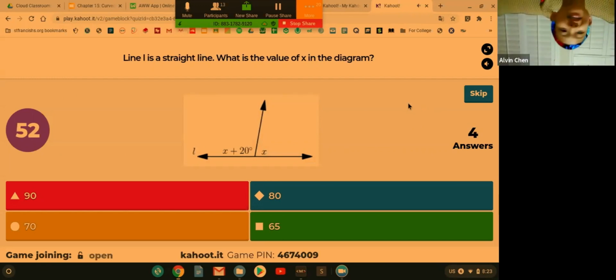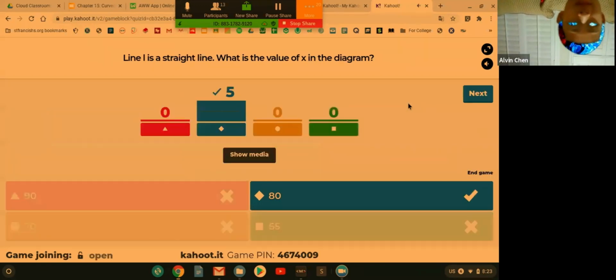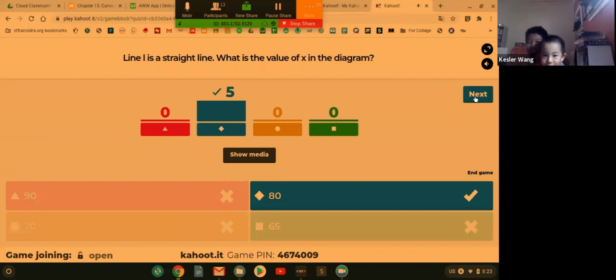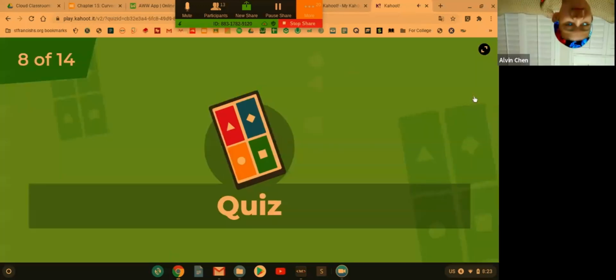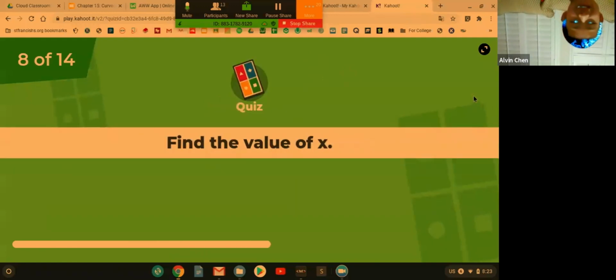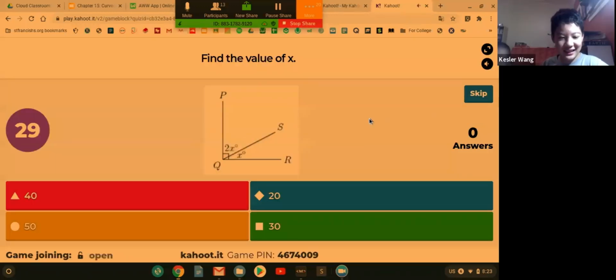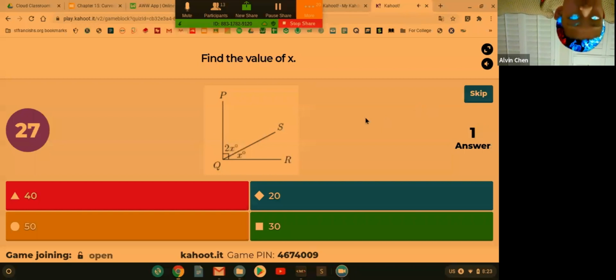Whoever gets this wrong is gonna be grounded for 1 minute. Okay. Nobody got it wrong. And I'm still right, nobody's grounded. She was in first place. Find the value of x. So now what? Whoever gets this wrong is gonna be grounded for 1 year.